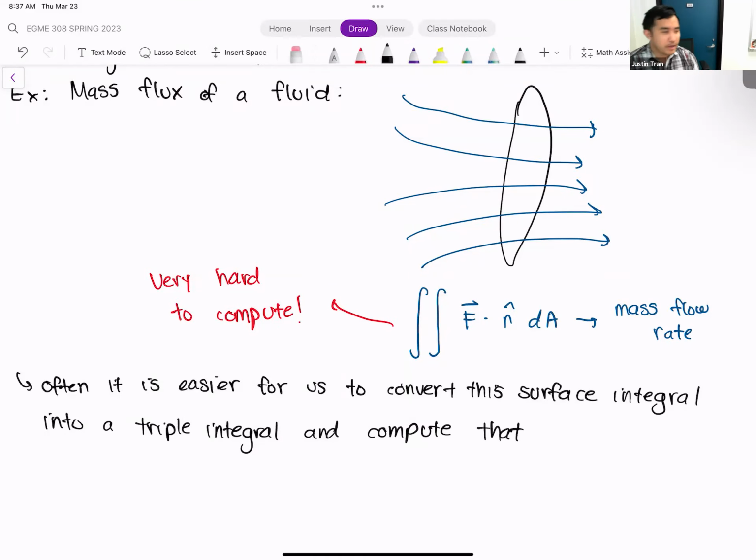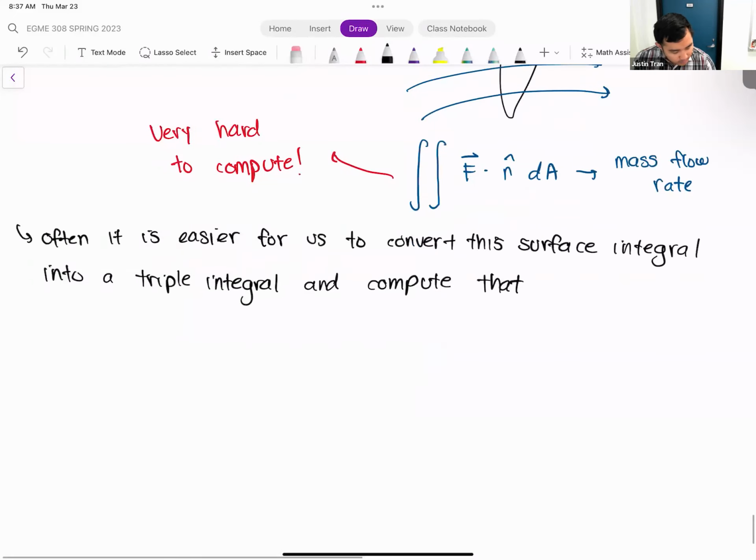But I kind of spoiled what the divergence theorem is here. The divergence theorem is basically what allows us to do this. It lets us take a surface integral and convert it to a triple integral, as long as we make one small change to the integral. Let's write down what the divergence theorem is mathematically.